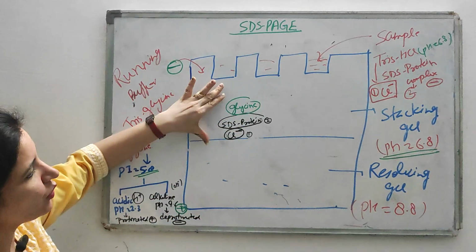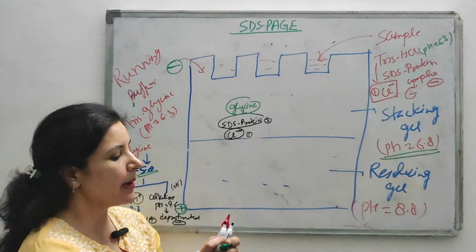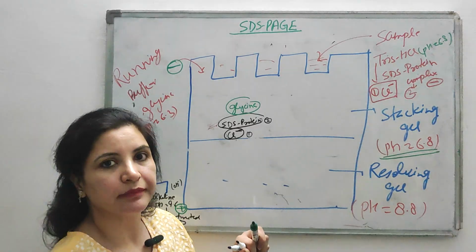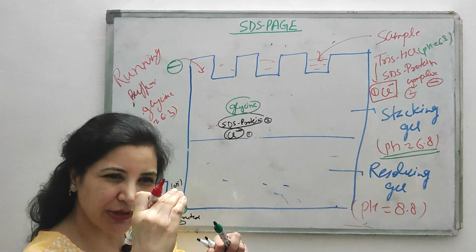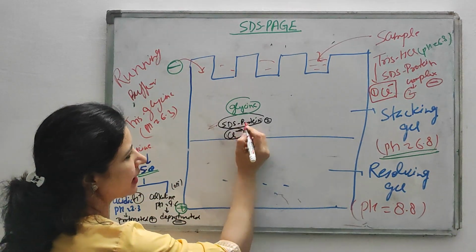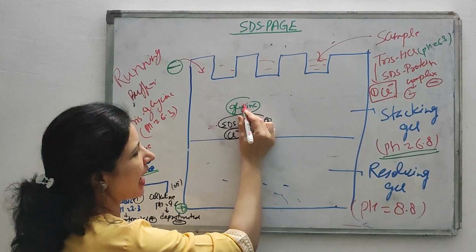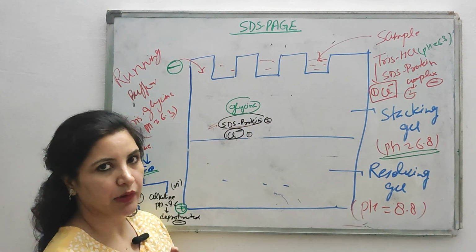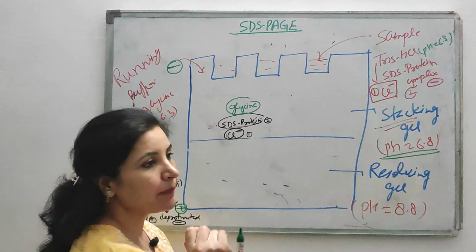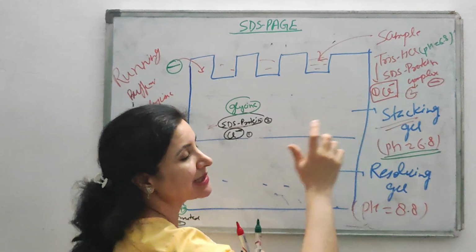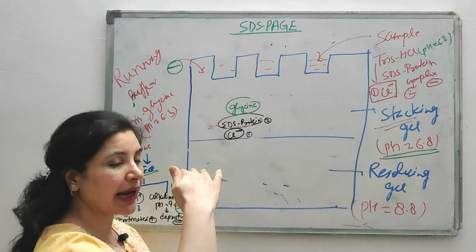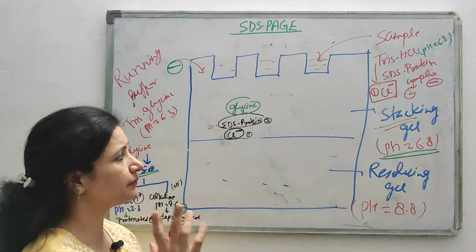Now why is it known as stacking gel? It is known as stacking gel because this SDS protein is stacked in between your glycine and chloride. Got it? Stacking means what? Sandwich in between, no? That something lies in between, that is stack. So why is it stacking gel? Because this SDS protein is stacked in between your glycine and chloride. Okay, that's why the name stacking gel is given. Because this question can be asked in viva frequently, why this gel is known as stacking gel. So this gel is known as stacking because SDS protein is stacked in between your chloride ions and your glycine.